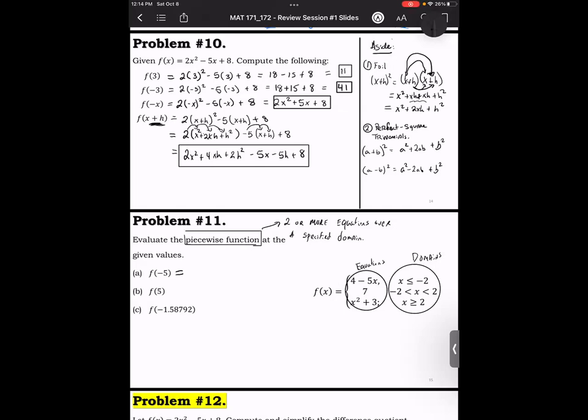So look at part A. We have f of -5. When x is equal to -5, which domain are we satisfying? The first domain, the second domain, or the third domain? Can you repeat the question, please? Sure. My question was this. When x is equal to -5, which one of the 3 domains are we satisfying? X less than or equal to -2, -2 less than x less than 2, or x greater than or equal to 2?